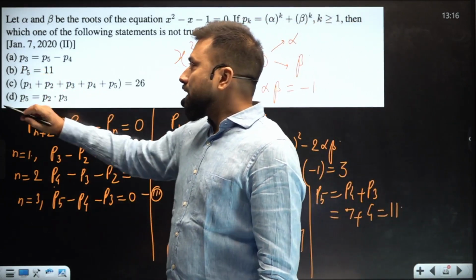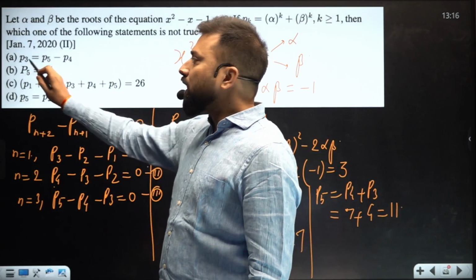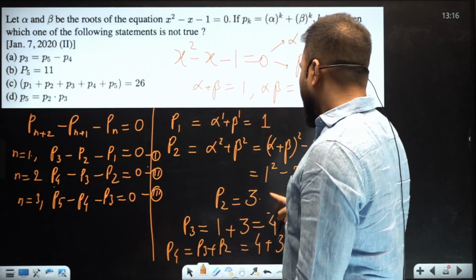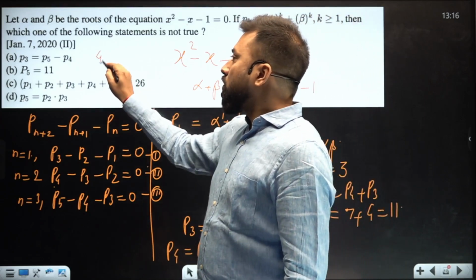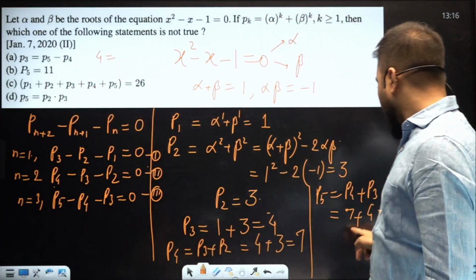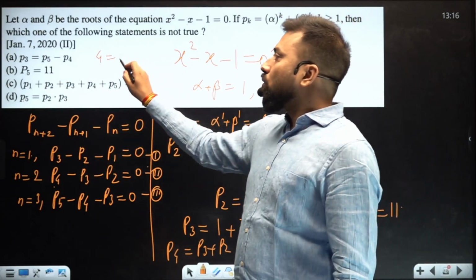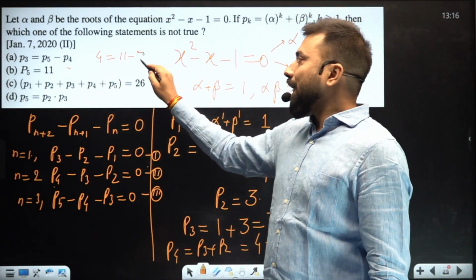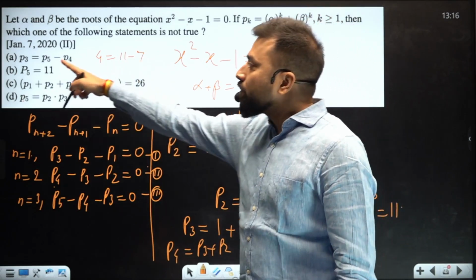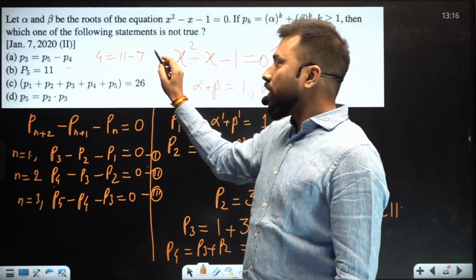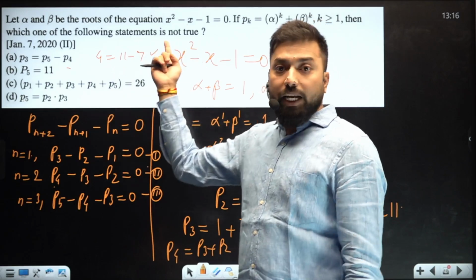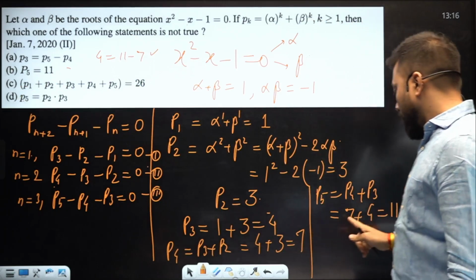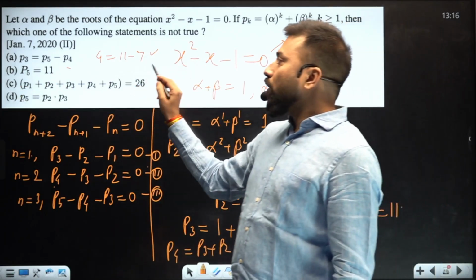Now we can check the options. First option is P3 is equal to P5 minus P4. What is the value of P3? P3 here is 4, right? So 4 is equal to, what is the value of P5? P5 is 11. So 11 minus, what is the value of P4? P4 is 7. Does this satisfy? This satisfies. So this particular option A is correct over here, right? We have to find the incorrect option. So option A is correct. Second option is P5 is equal to 11. P5 is 11 only. So the second option is also correct.